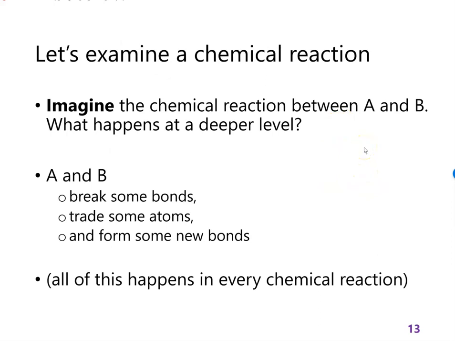So let's think in a little more detail. A and B are going to react and become C and D. What's going to happen? Well, A and B are going to break some of their bonds, and they're going to trade atoms, and they'll form new bonds. And all of this involves electrons, and this is really how to describe any chemical reaction that we would ever pay attention to.